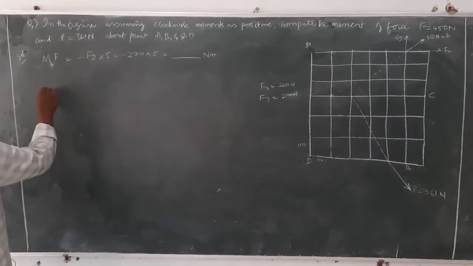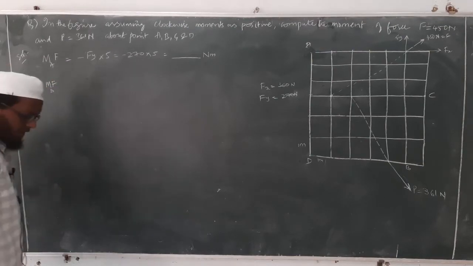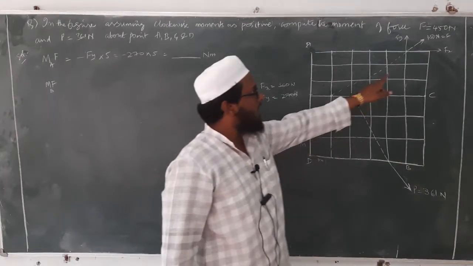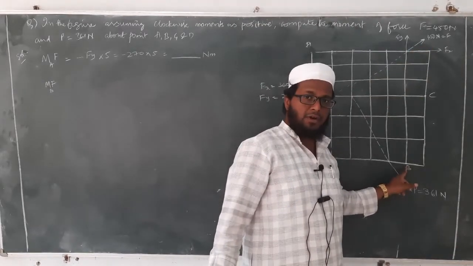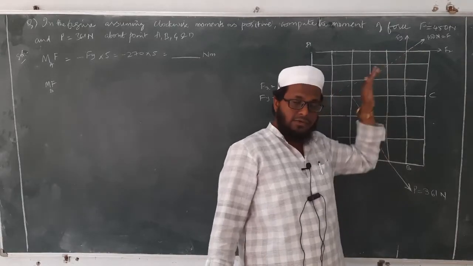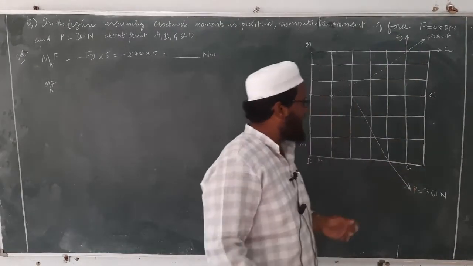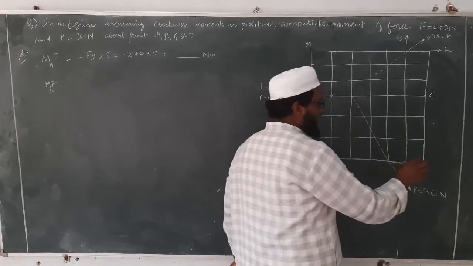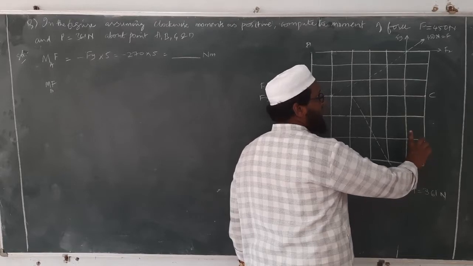Okay. Next, we will calculate again the same one. Moment of F about point B. What is the moment of this force at point B? What is happening at point B? There is a force acting at a certain point. So what is happening at point B? We will see now. To calculate that, I will keep my thumb on point B. Now see the force Fx.